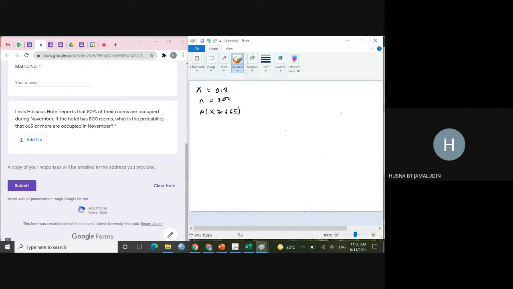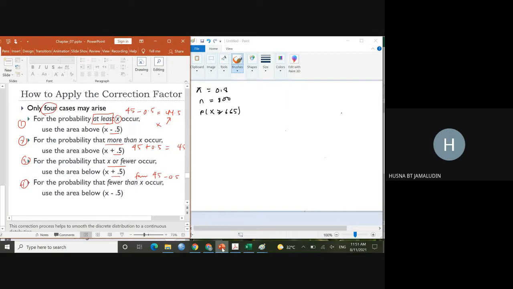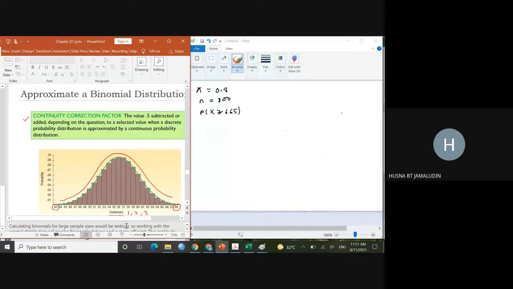Now, can you compute this question? Can you find the answer? What is the next step we should do? Find the mean. Cool. Okay, but before that, when you look at n, it is 800. So what does it mean? We are dealing with a very large number, isn't it? So what do we call this? We call it approximate binomial distribution.